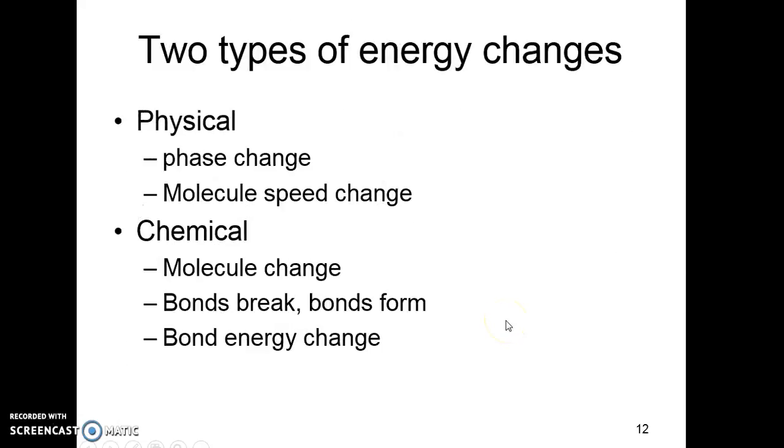There are two types of changes. You can either have a physical change or a chemical change, and we briefly discussed that earlier. What's happening in a physical change? You have a phase change. You go from gas to liquid or whatever. And what causes that is that the molecule speeds are changing. In a chemical change, you have molecules change. Bonds break and bonds form, and the bond energy changes.